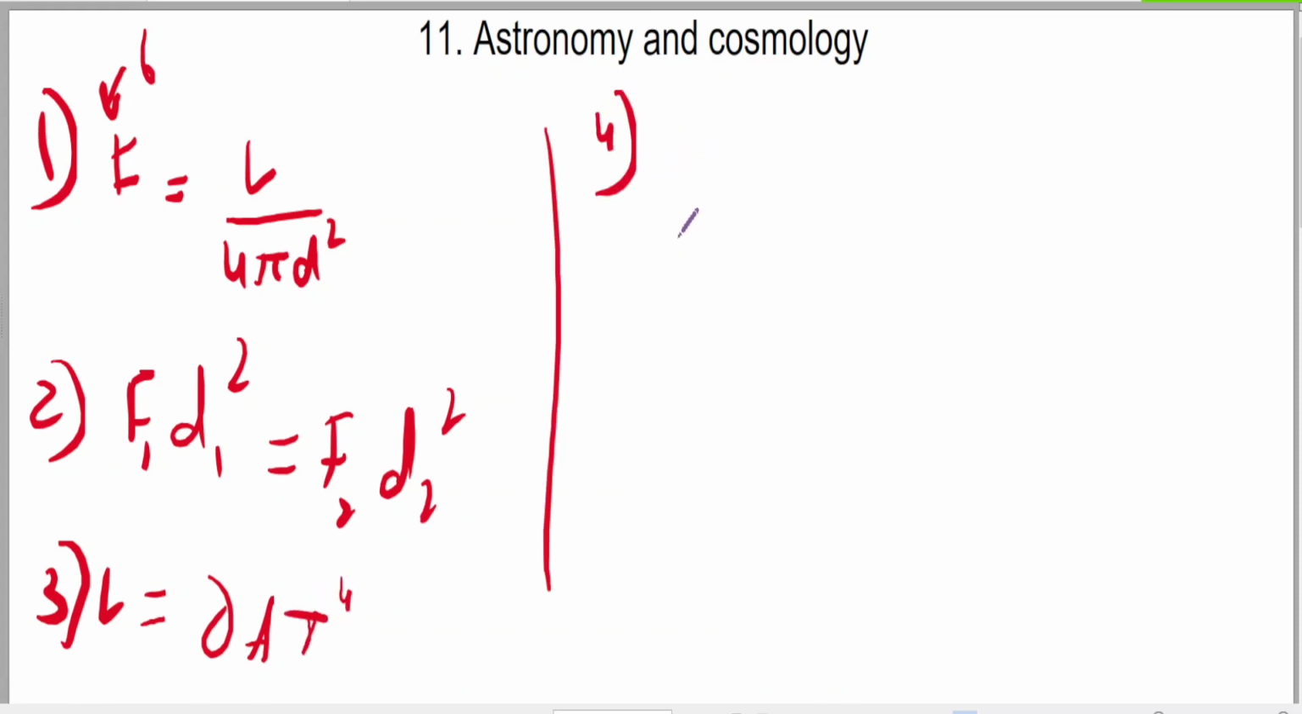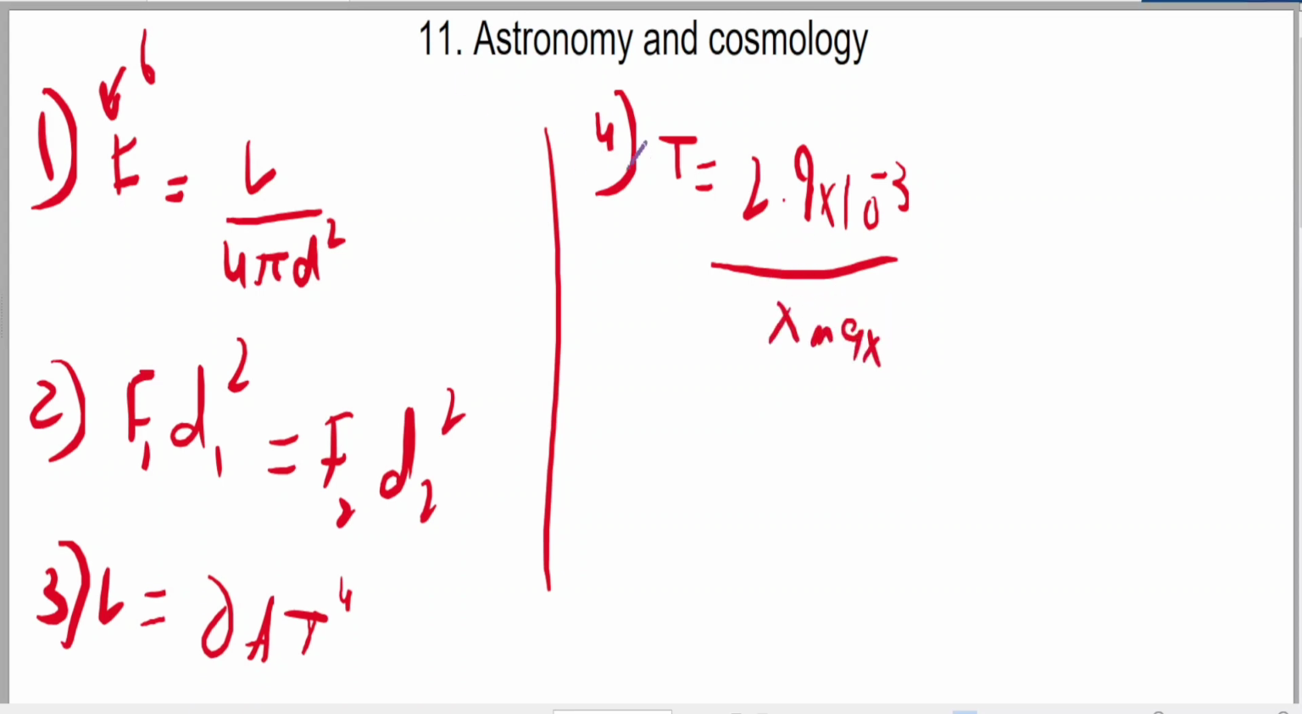Now Wien's displacement law, which is temperature equals 2.9 times 10 raised to the power negative 3 over the maximum wavelength. We can use equations number 4 and 3 to find the area of the planet and eventually find the radius of the planet as well. Hubble's law states that velocity, or speed of recession, equals the Hubble's constant times the distance from the Earth.